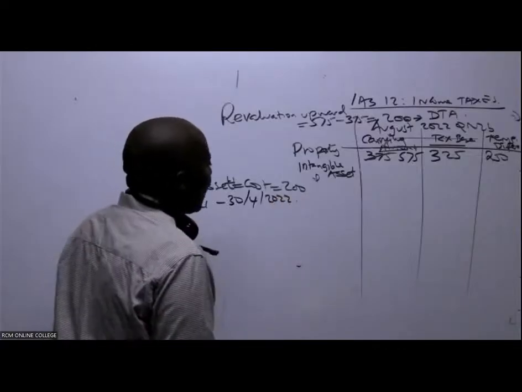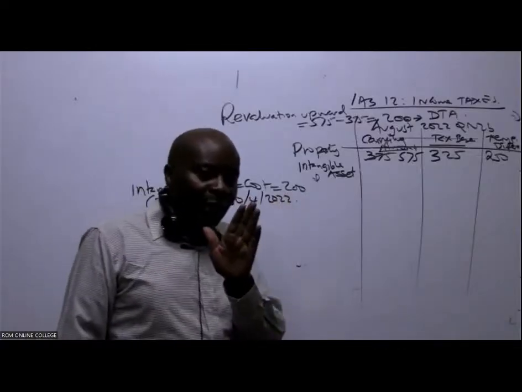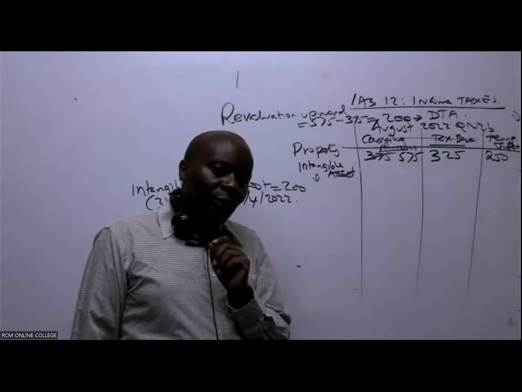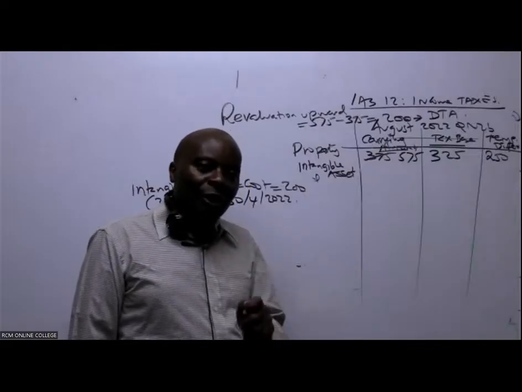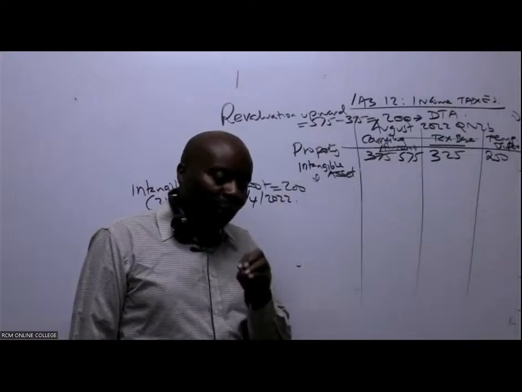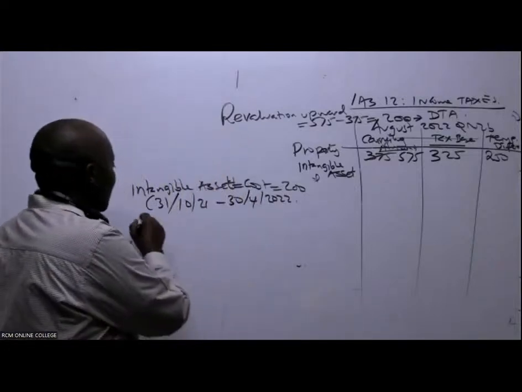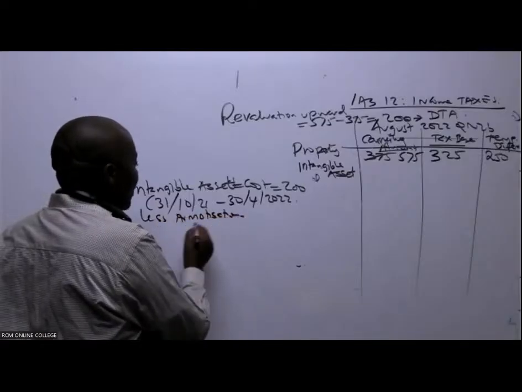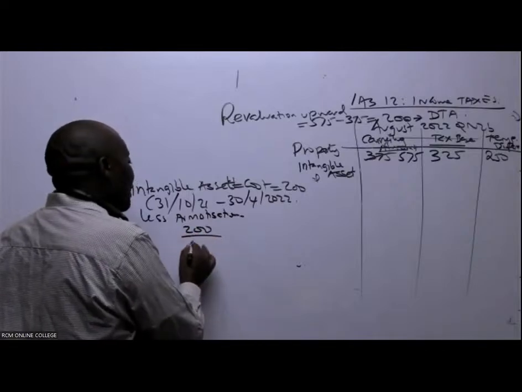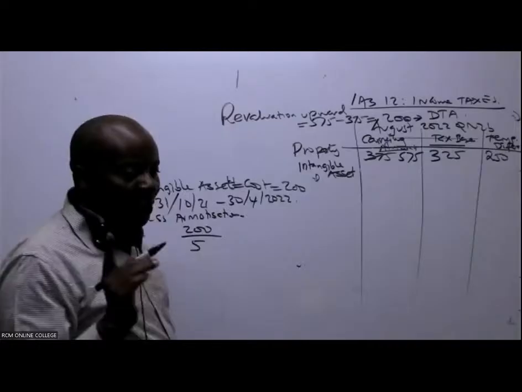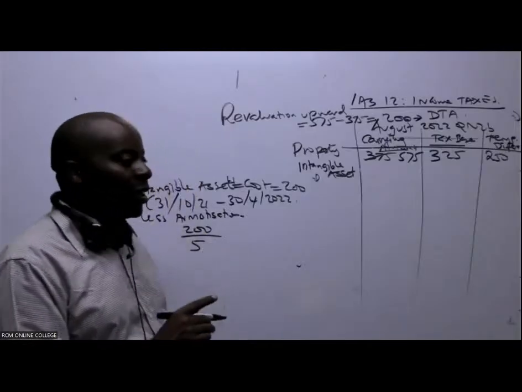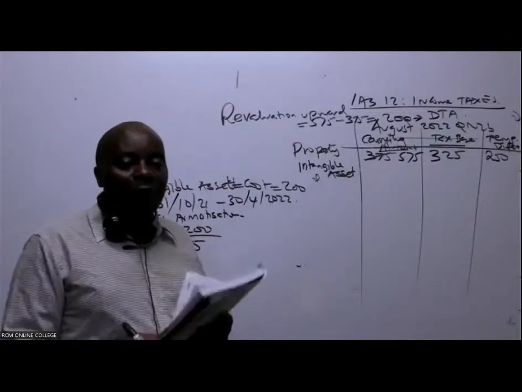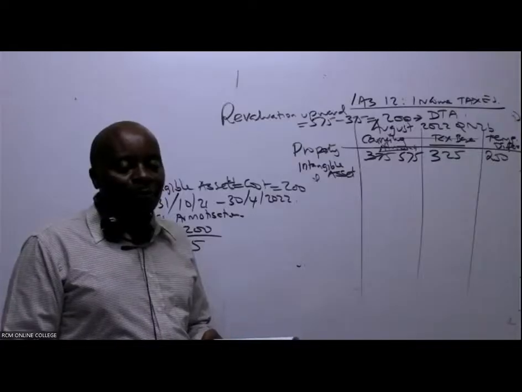So from the time when we incurred this cost, time has lapsed. So we must charge amortization to be able to get the net book value, because amortization is the language of depreciation, but for intangible assets you call it amortization. So less accumulated amortization. Very easy. They have told us it is straight line, and the economic life is 5. So we have 200 divided by 5.